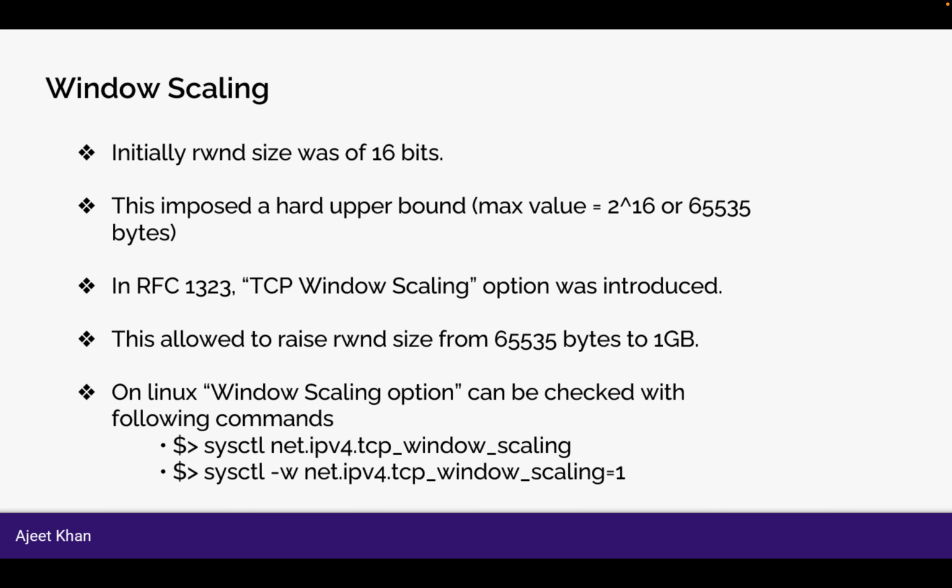In RFC 1323, the TCP window scaling option was introduced. This allowed raising the RWND size from 65535 bytes to 1 GB. On Linux, the window scaling option can be checked with the following command: sysctl net.ipv4.tcp_window_scaling.